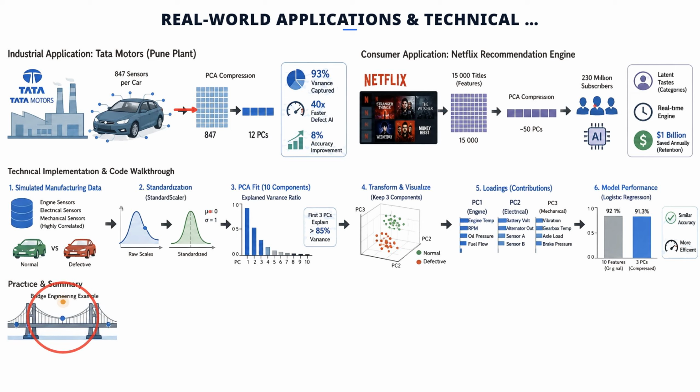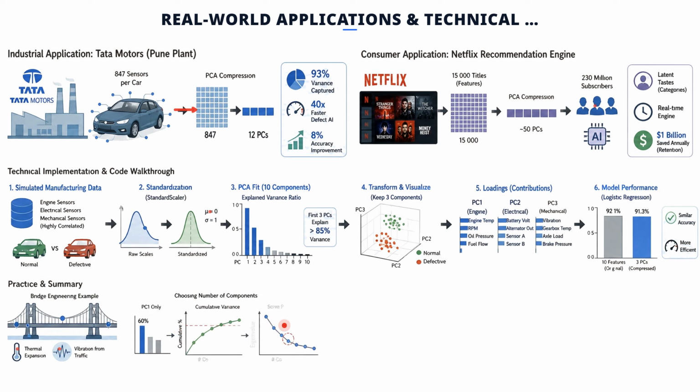In bridge engineering, 200 sensors might measure the same stresses. PCA identifies the core movements, like thermal expansion or vibration. When choosing components, look at the cumulative variance and the Scree plot's elbow to ensure you're not discarding important separating information. Always remember, standardize first. If you apply PCA to raw data, the largest numerical ranges will dominate. You must standardize your data first.